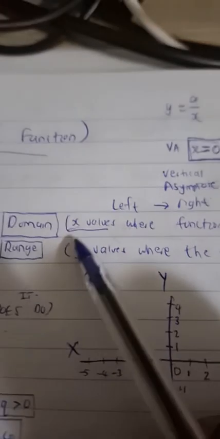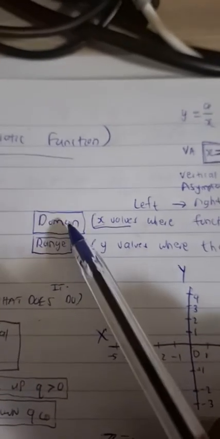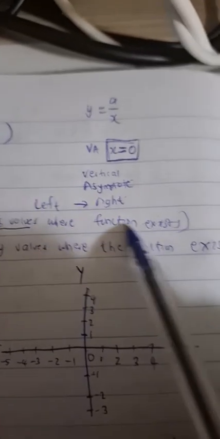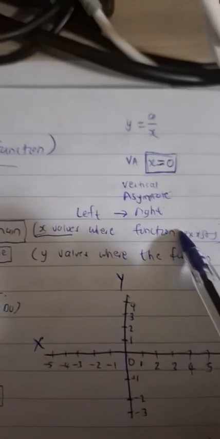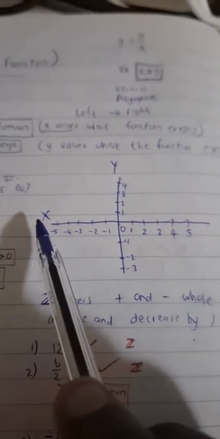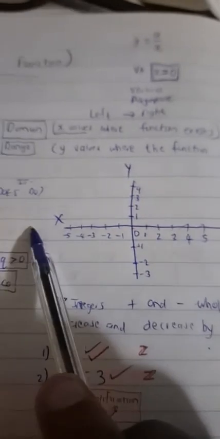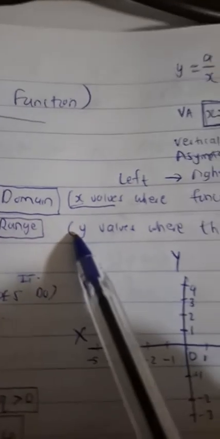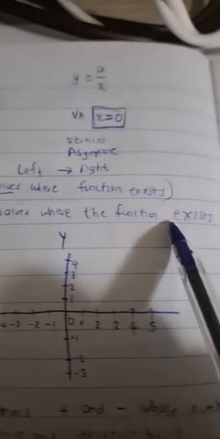So all of this explanation was in the name of emphasizing: what is the domain of a function? The domain is the x values where the function exists. And we look at the domain from left to right. Why? Because that's where the x-axis exists, and the x-axis has its numbers, negative and positive, from the left to the right.